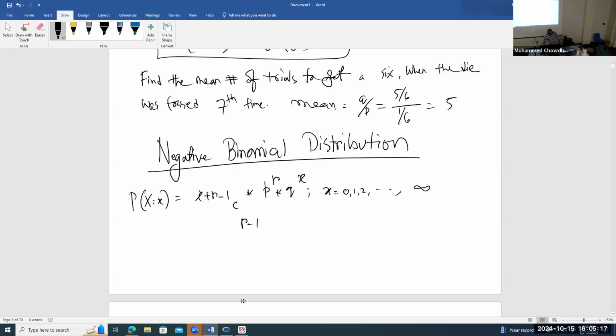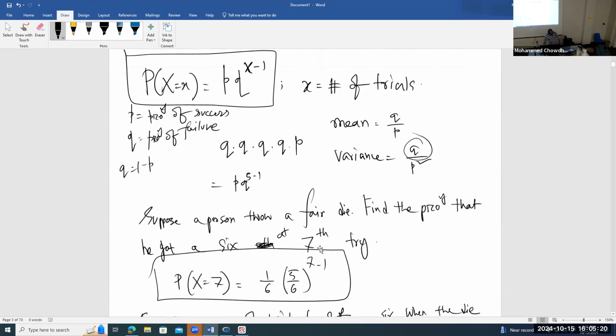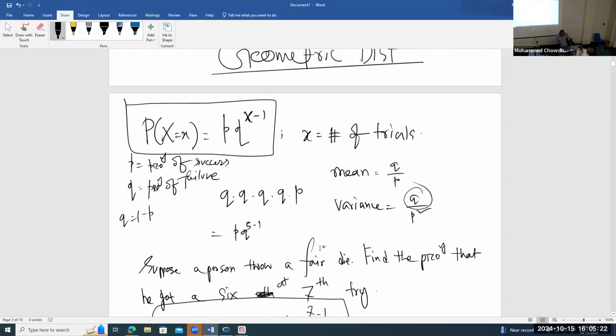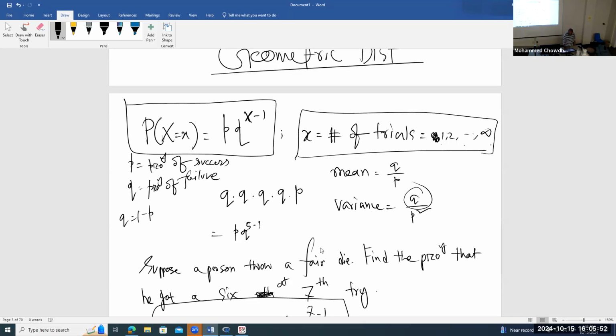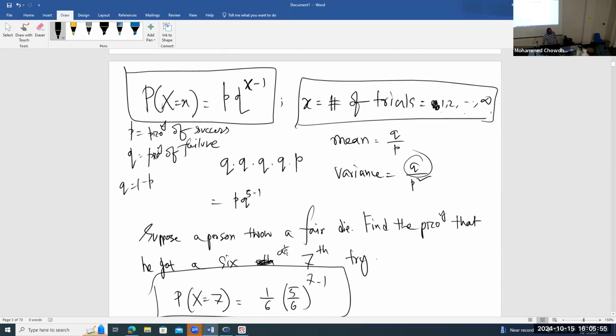Did I write here? Okay, so here, X equal to 0, 1, 2, up to infinity. Sorry, X equal to 1 up to infinity. I forgot to write the values of the X, because you can continue the trial, right? And you can never get a 6. There is at least a chance you will never get a 6, so you can continue the trial. So the geometric distribution is 1 up to infinity. Understand, right? This is what I did not write before. Now I wrote geometric distribution X takes value 1, 2, 3 up to infinity.